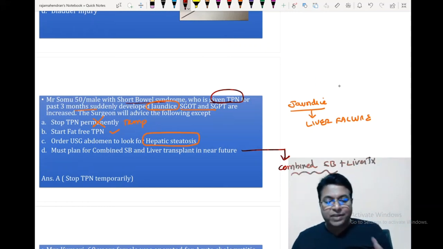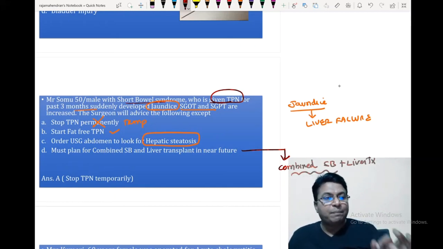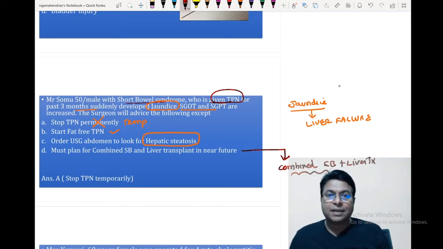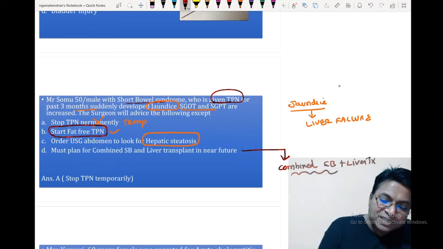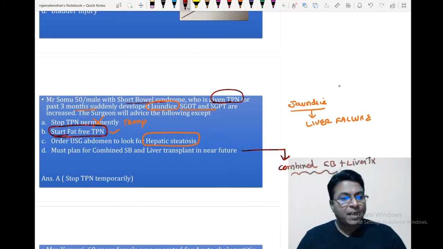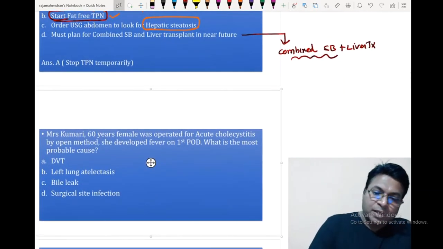This is a paragraph taken directly from Bailey and Love. For a patient with short bowel syndrome suddenly developing jaundice, the treatment is to stop the TPN temporarily and restart with fat-free TPN. That is the answer for this question. So you should start a fat-free TPN. Sorry, the answer has already come here. So very nice question. Next question.